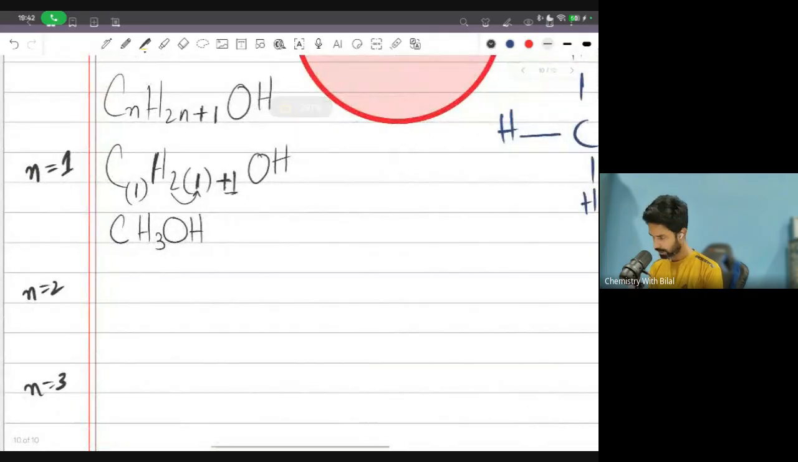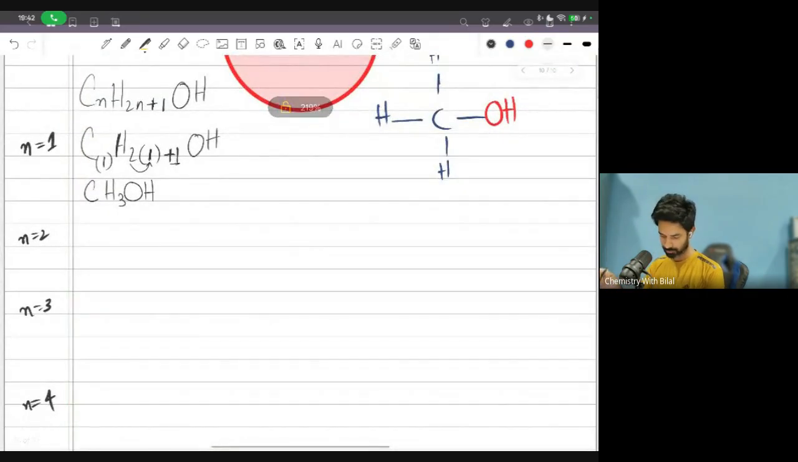Okay. I want everyone to try for n2, n3 and n4. इनके formulas बनाओ. Put n as 2, 3 and 4 again.